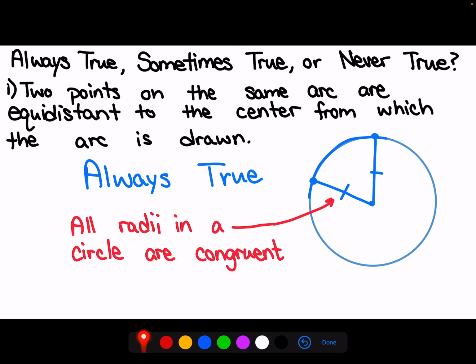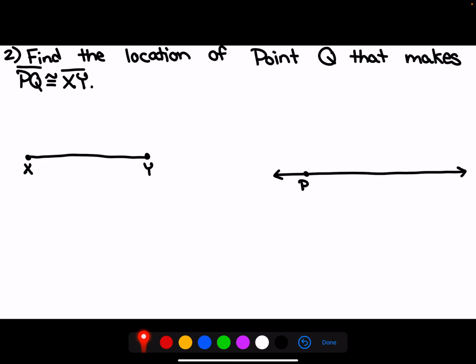All right, let's move on to our first construction of the day. Find the location of point Q that makes PQ congruent to XY. Now again, at any point today, feel free to pause the video, and that way you can catch up. I am going to be going through these step by step fairly quickly, so please use the pause button if you need to.